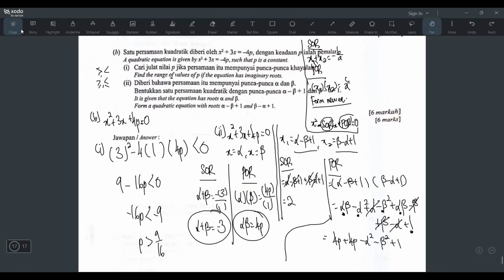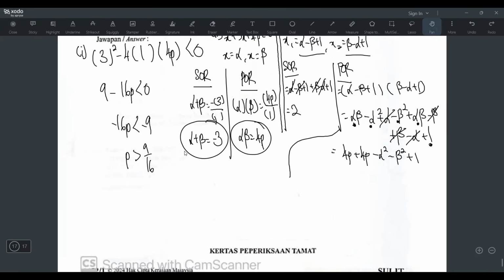So this is what I end up getting lah. Now what is 4p plus 4p? 8p. And then the plus 1 I have to write at the back. Okay, now this part I am stuck already. Negative alpha square minus beta square. If you look at the information I have, I don't have negative alpha square minus beta square. I only have alpha plus beta and alpha times beta. So how do you do it?